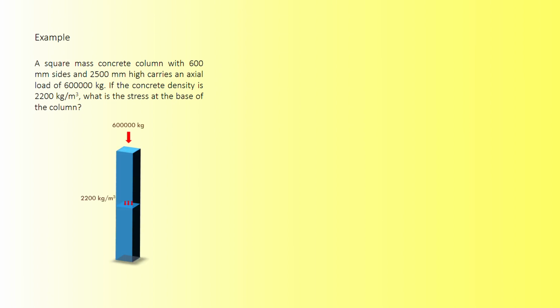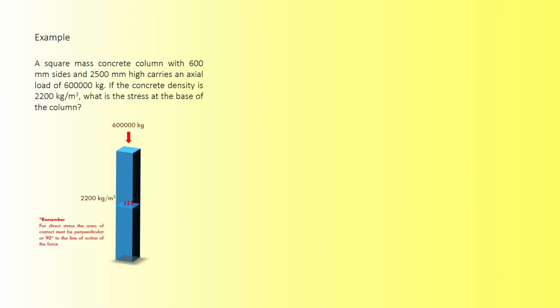Here in the diagram, I've shown you that you have 600,000 kg of load acting on the concrete column, and you have its self-weight acting on the CG of the concrete column itself, with a material density of 2,200 kg per meter cube. To convert 2,200 kg per meter cube to kg, multiply the density by volume, and you get a mass in kg. You can add it to the 600,000 kg applied, so you can find the total load actually acting on the concrete column.